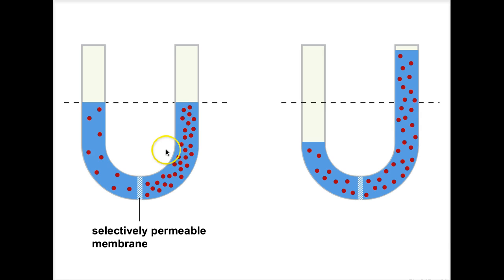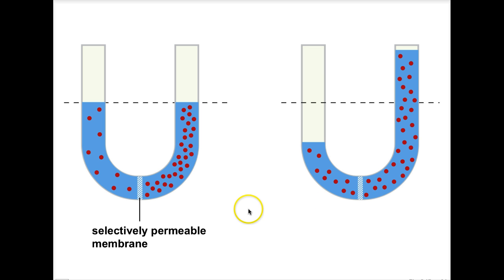So our concentration is lower on the left than it is on the right. So we have a concentration difference. So that means we have a concentration gradient established between the left side of the U-tube and the right side of the U-tube. If we let time pass and the only thing that could move was the water, which is blue, our water would move from where we have more solute, which was on the right, to where we have less solute in order to dilute the solution.